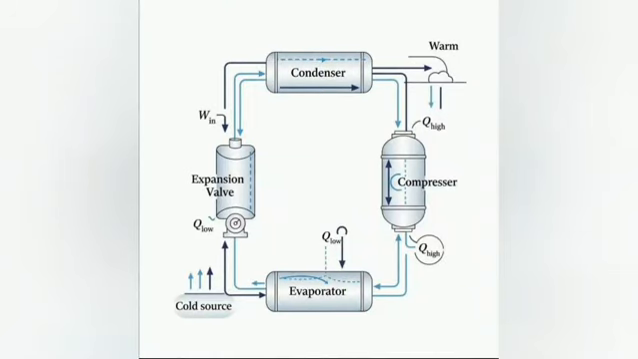Hello everyone, today I am going to explain the working of a refrigeration system. The most commonly used system is the vapor compression refrigeration system. It mainly consists of four components: compressor, condenser, expansion valve and evaporator. The refrigerant continuously circulates through these four components and removes heat from the refrigerated surface.